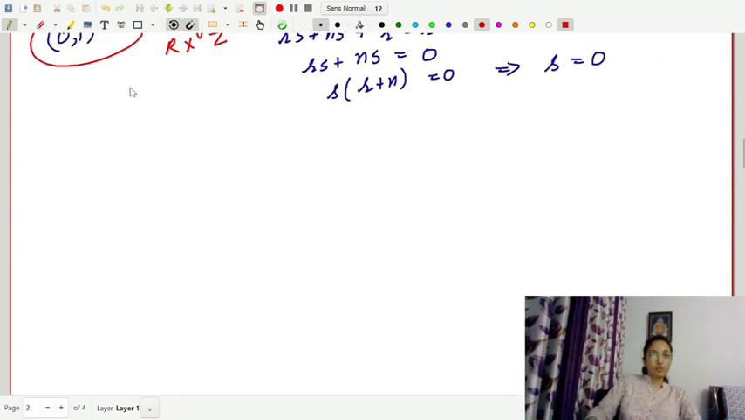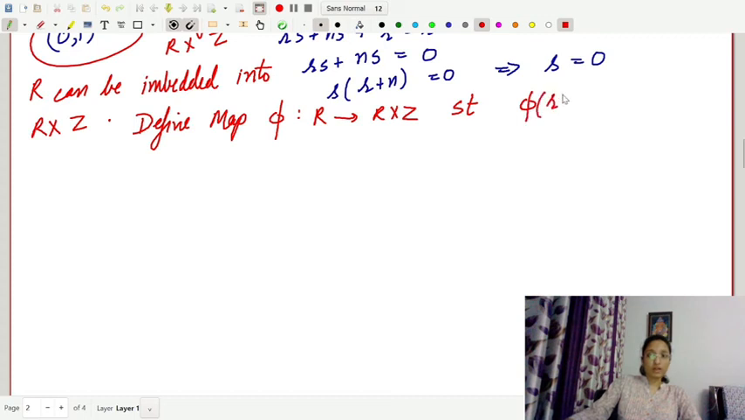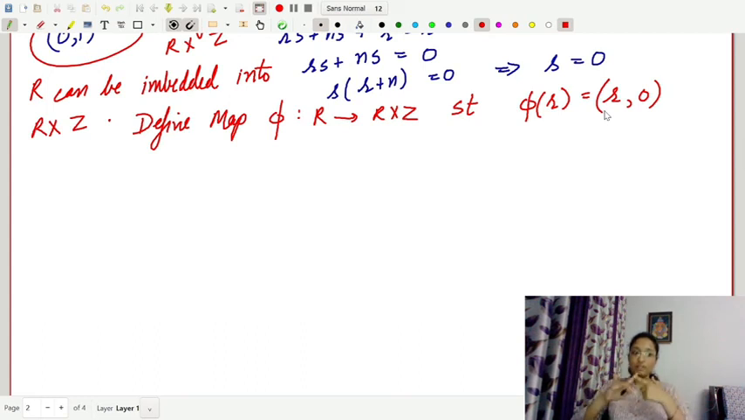Now we will show that R can be embedded into R cross Z. Define a map phi from R to R cross Z such that phi(r) is equal to (r, 0). अब हमें सिर्फ क्या शो करना है? That phi is a ring homomorphism and phi is 1-1. Then we can say that it is an embedding map.